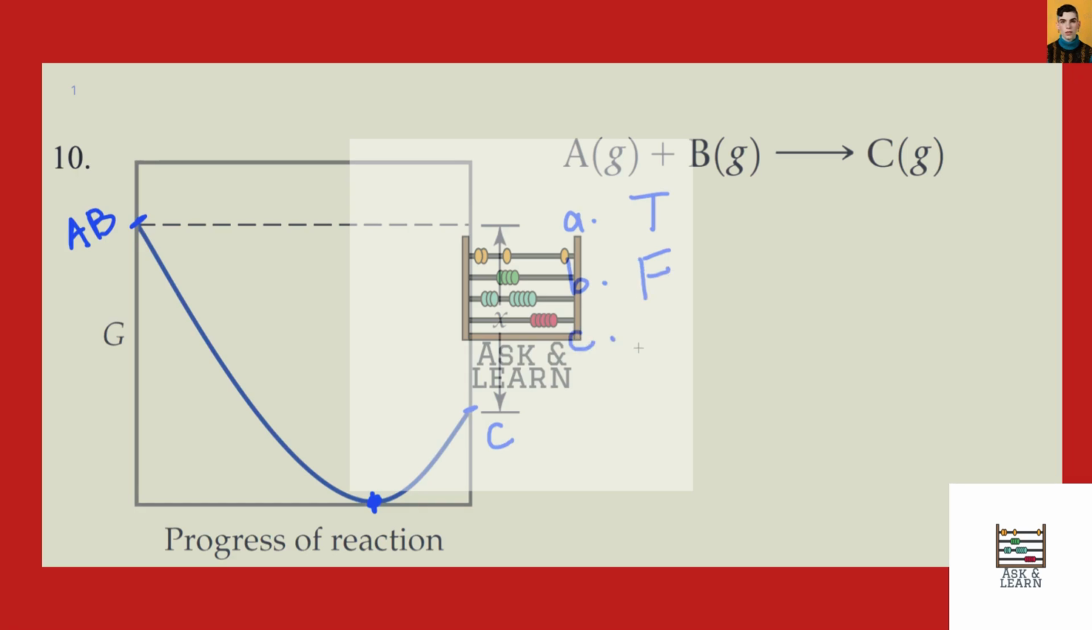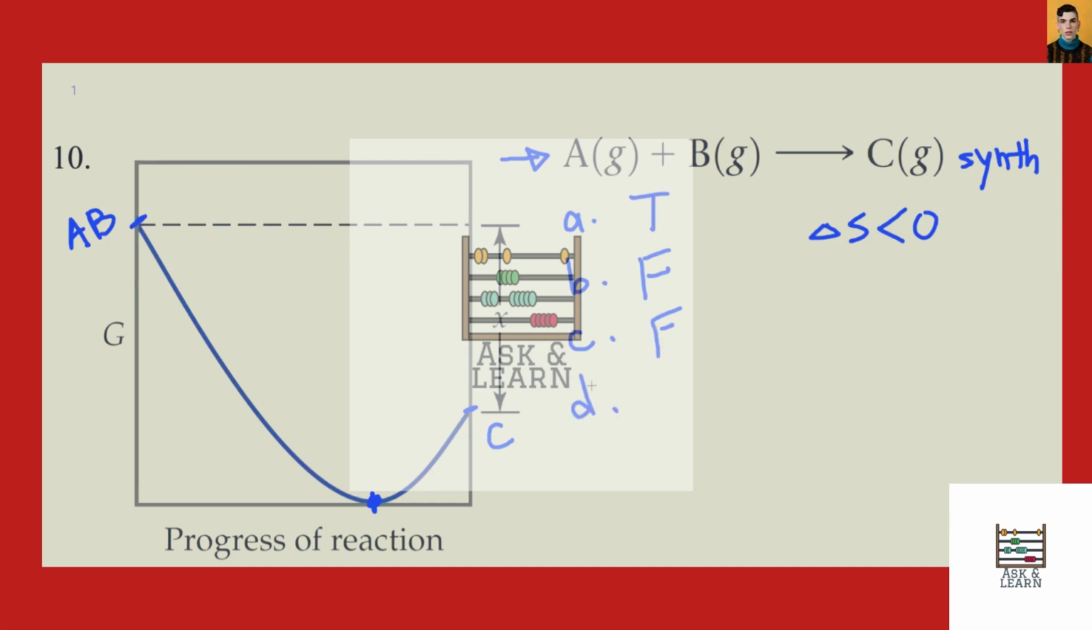Part C, this is asking whether the entropy change of this reaction is positive or not. By looking at the reaction equation, we can see this is a synthesis reaction. For a synthesis reaction, the number of moles will decrease. As a result, there will be less disorderliness. So delta S will be a negative number, so this is false.